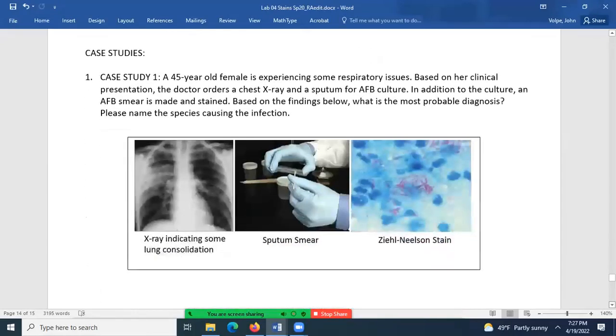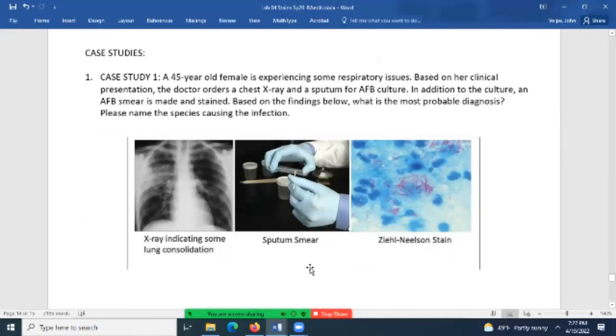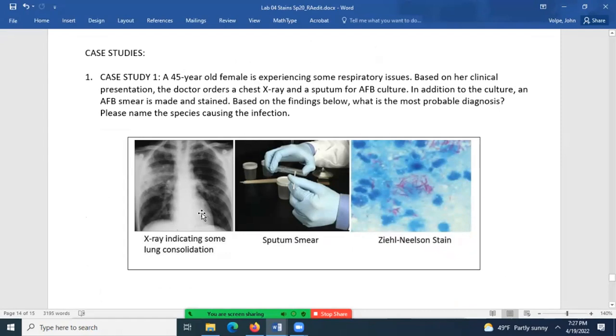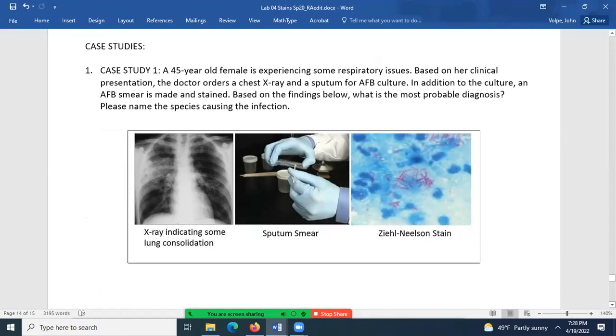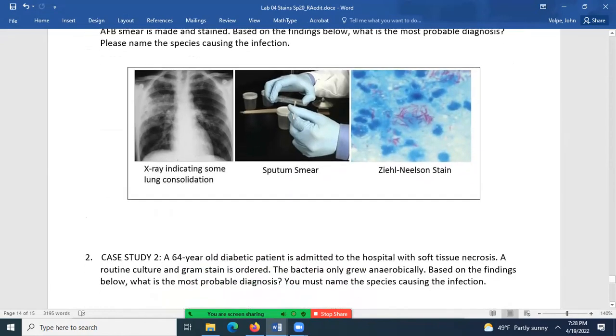And then do 2 case studies. The first case study, we give the information here, and then the chest X-ray, and we'll note something funny here and something funny here. I should have a picture of a real chest X-ray. Wonder if I have that someplace else.